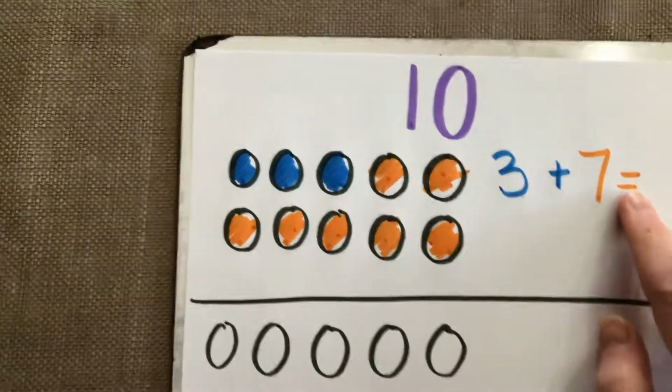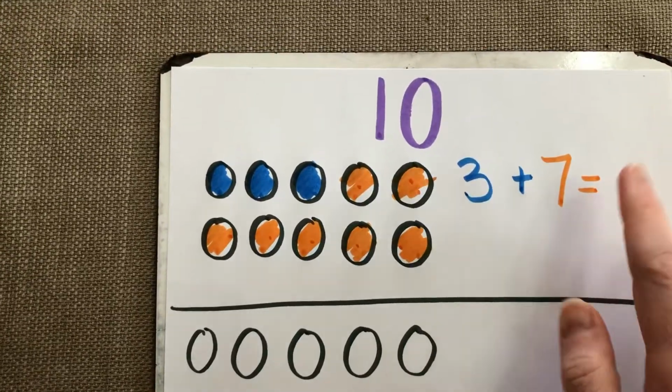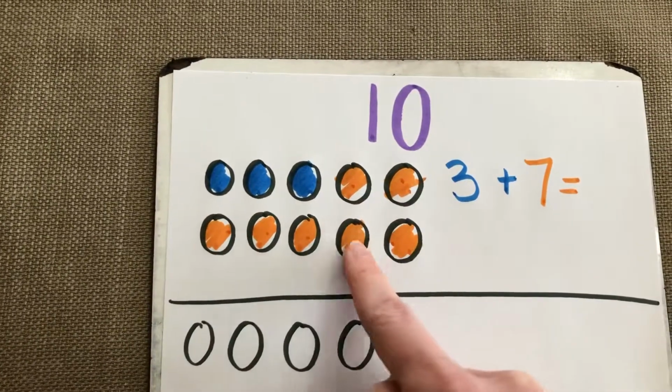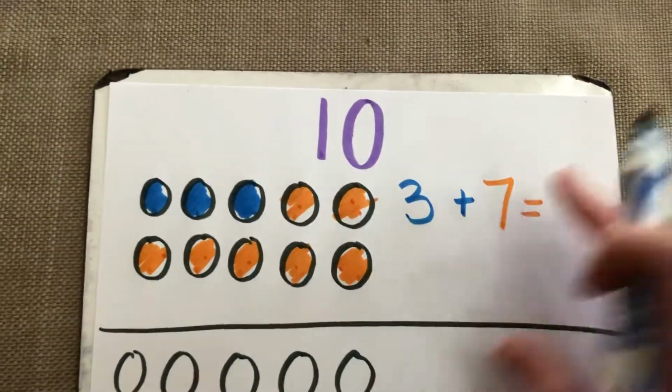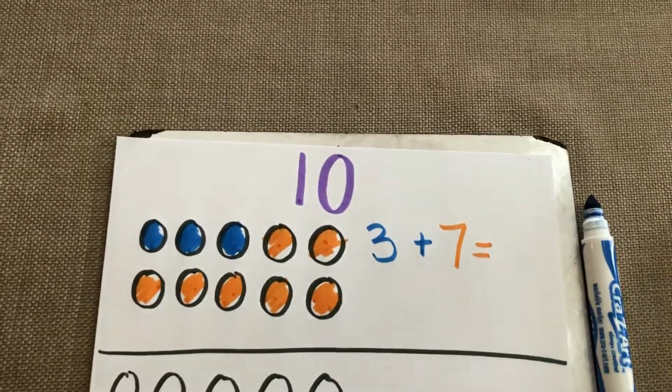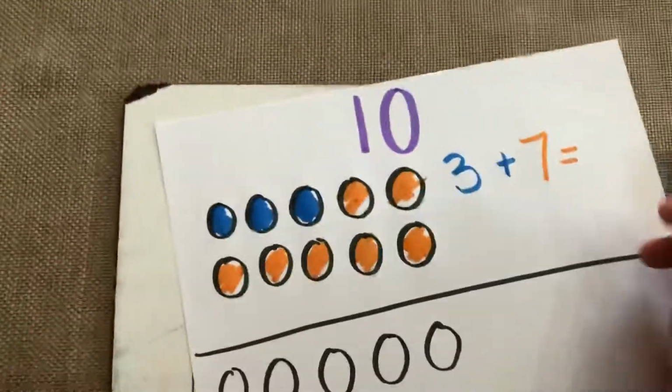What does the equal sign tell our brains to do? Count how many we have all together, which we know we have 5, 6, 7, 8, 9, 10, because we're finding many ways to add to 10. So I will write 10.